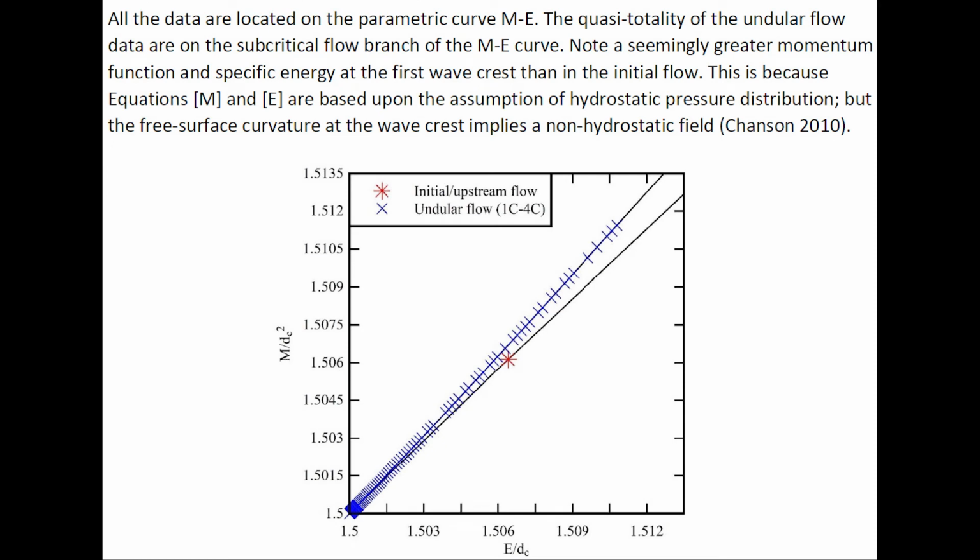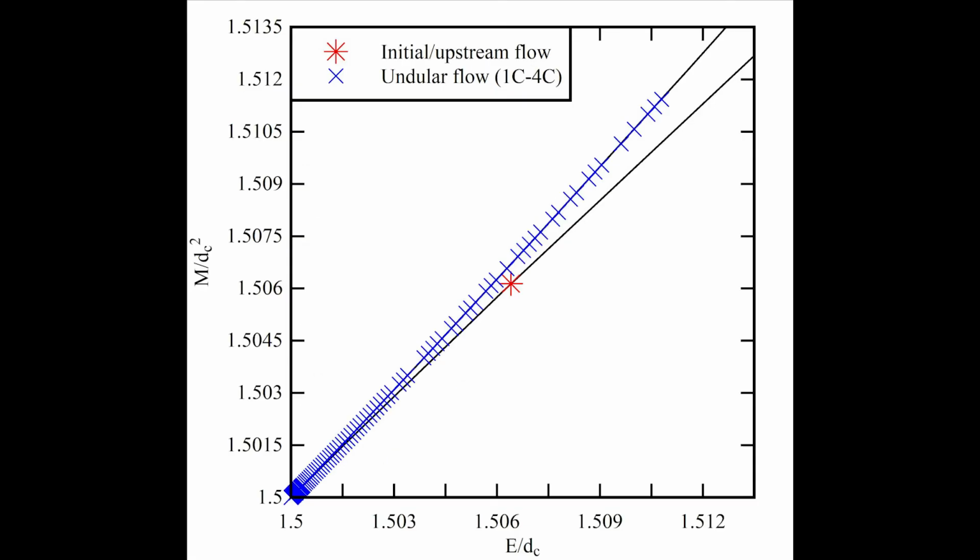A typical undular bar dataset is shown here for a Froude number of 1.1. The upstream initial flow conditions are shown in red, and the undular flow data between the first and the fourth wave crest are shown with blue symbols. All the data, as you can see, of this undular bar are on the parametric curve M versus E, and the quasi-totality of the undular flow data are on the subcritical branch.